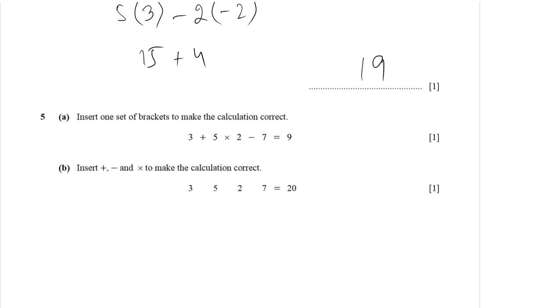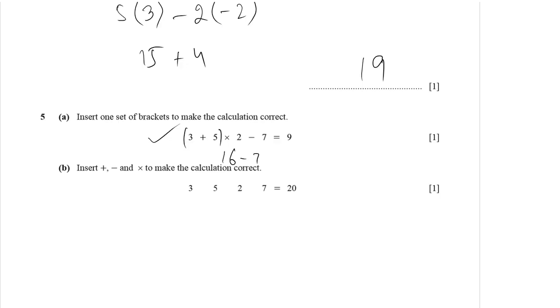Using the brackets, we need to make the total 9. So, yes, it would be 8. 8 times 2 would be 16 minus 7 would be 9. So, this bracket is fine.